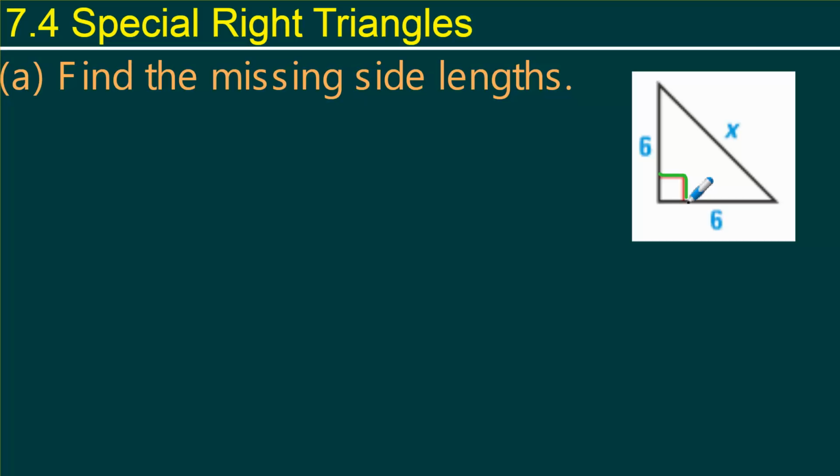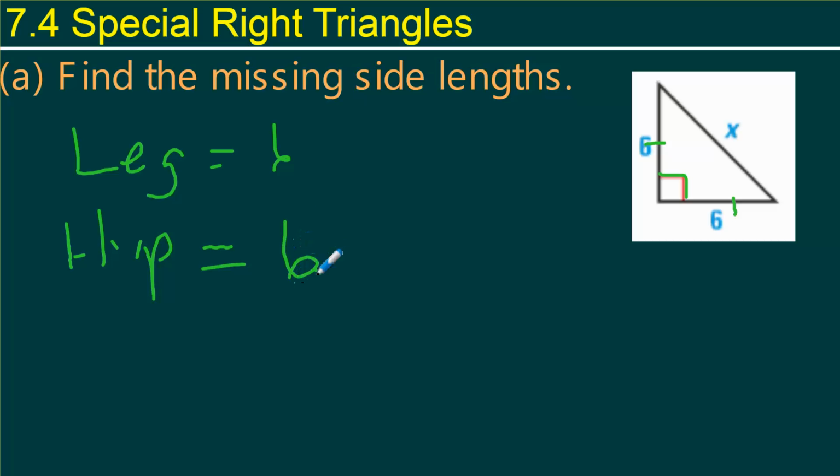Hopefully you looked at that and said, hey, wait a minute. Those legs are congruent, which means this is a 45, 45, 90. And if the 45, 45, 90 has legs of some value, then we multiply the leg times the square root of 2 to get the hypotenuse. So if the leg equals 6, okay, then the hypotenuse is going to be equal to 6 times the square root of 2. And that's it. So our answer is x equals 6 times the square root of 2.